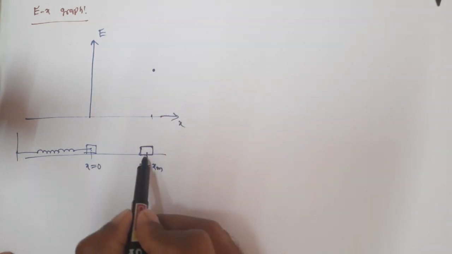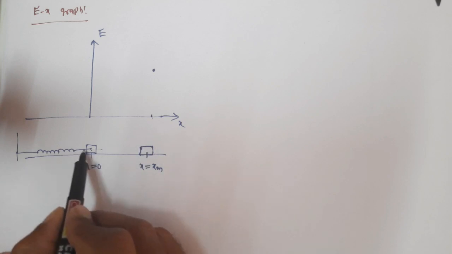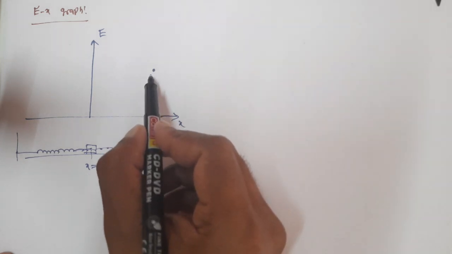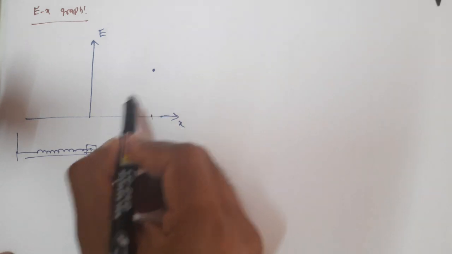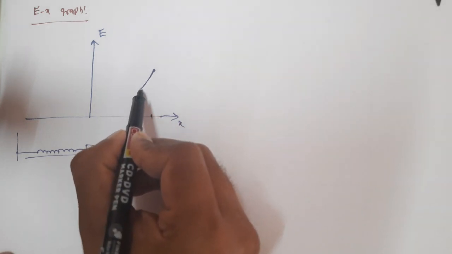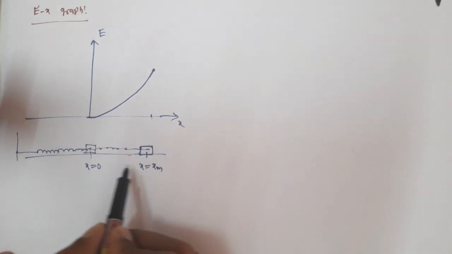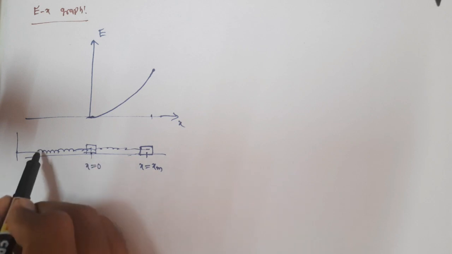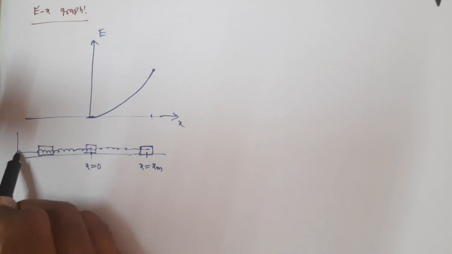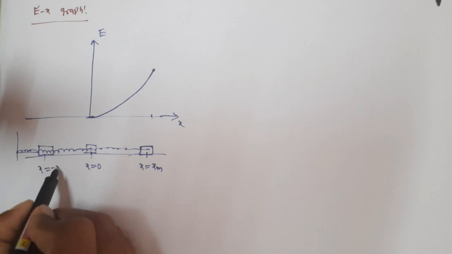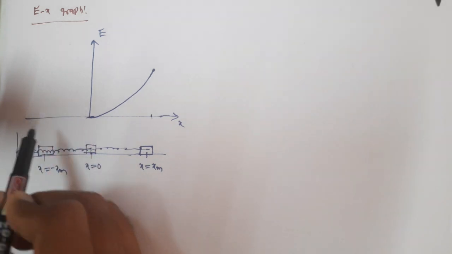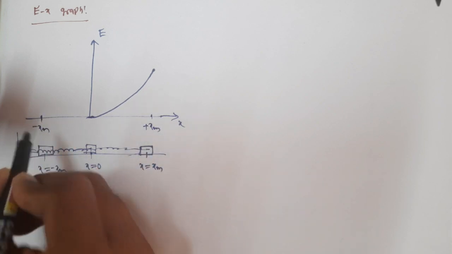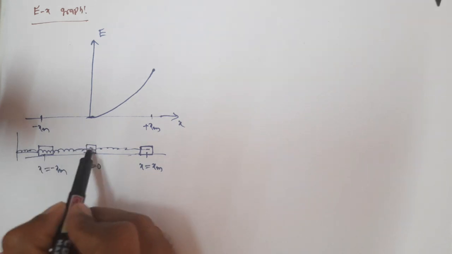So initially, whenever the block is here, the spring is extended till this point. At this point potential energy is maximum. As the block moves toward this way, the potential energy decreases, and it becomes 0 when the block comes to here. Does the block stop here? No. Again the spring is compressed here, until x equal to minus xm. So if this point is plus xm, this is minus xm. Whenever the block moves from the mean position to this way, the spring is compressed.